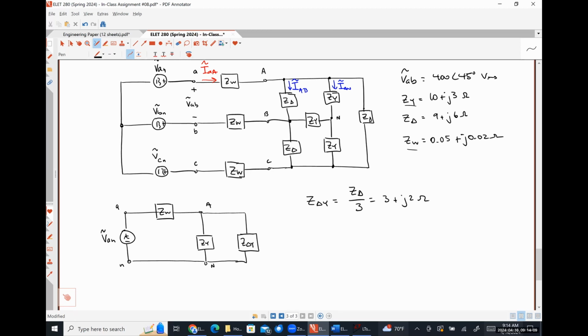We don't have VAN, we were given VAB. So how do we use VAB to get VAN? Which would be dividing by √3 angle 30 degrees. Absolutely correct. So that's just VAB over √3 angle 30 degrees. So 400 angle 45 divided by √3 angle 30 comes out to be 230.940, an angle of 15 degrees, volts RMS.